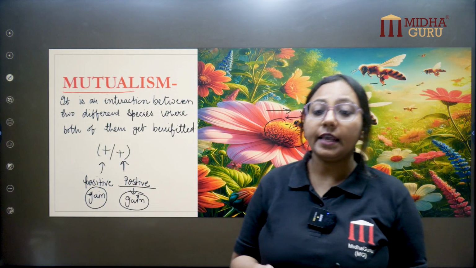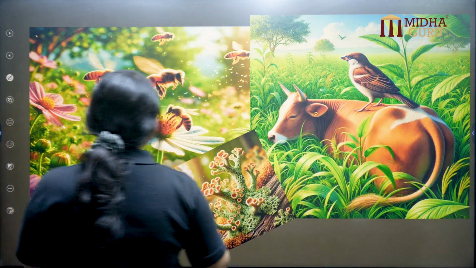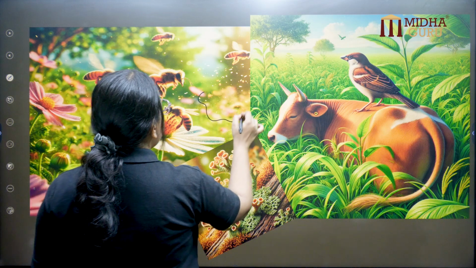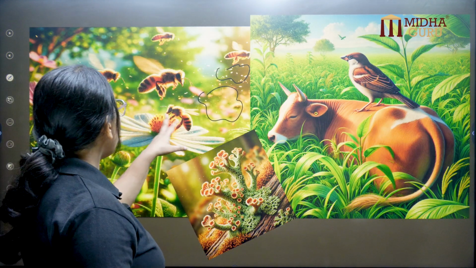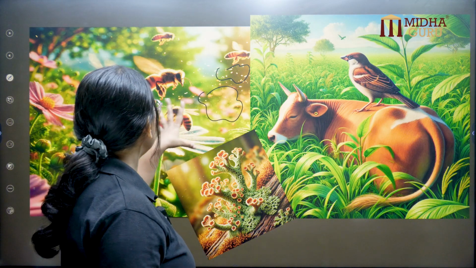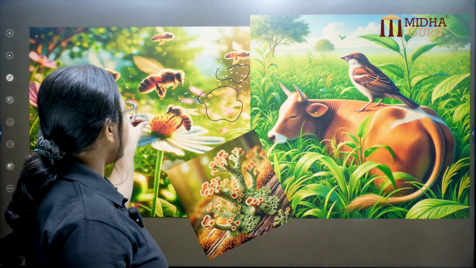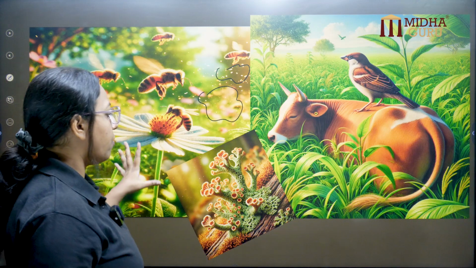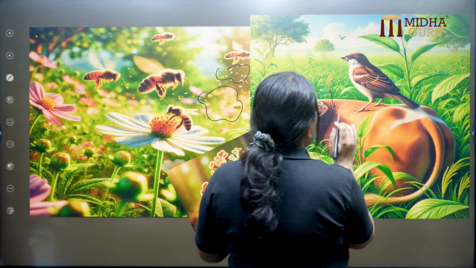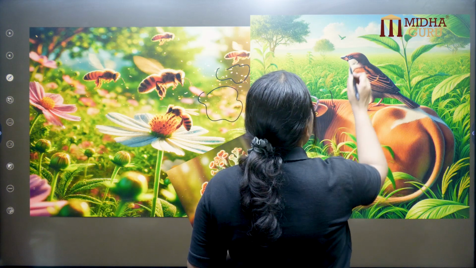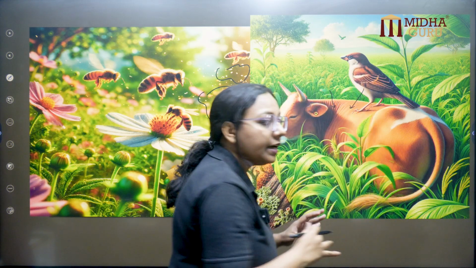Let's see some more examples of mutualism. You can see the first picture, which is obviously the same picture we have seen earlier. You see the pollen grains being spread by the bees, and it is benefiting the flower. Okay, in the second case, what are we seeing? There is a cattle or cow sitting here, and on it one bird is sitting.